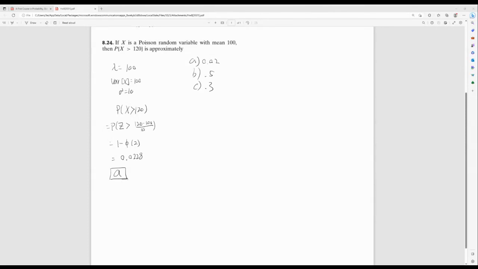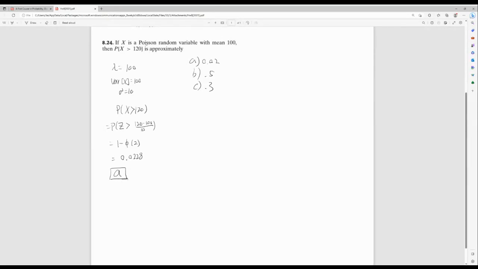Okay, Jay, go ahead. Can I see that screen? Yes. This is question 24 from chapter 8. If X is a Poisson random variable with mean 100, then P(X greater than 120) is approximately. So we have three options. Choose from those three options.